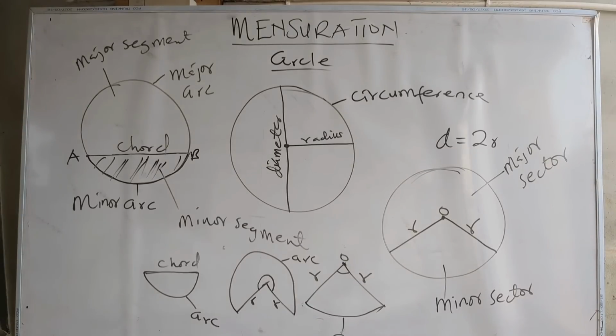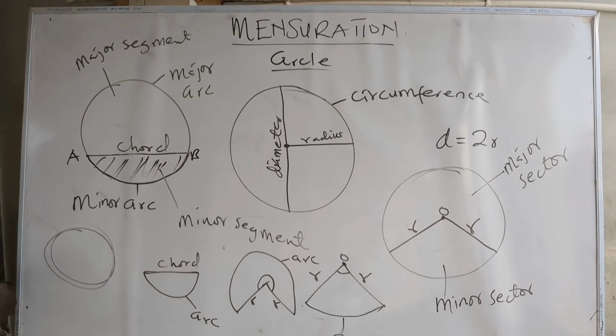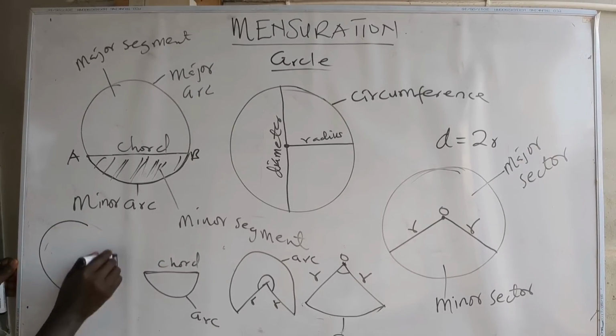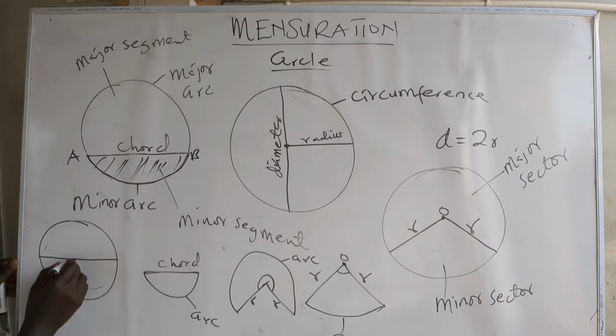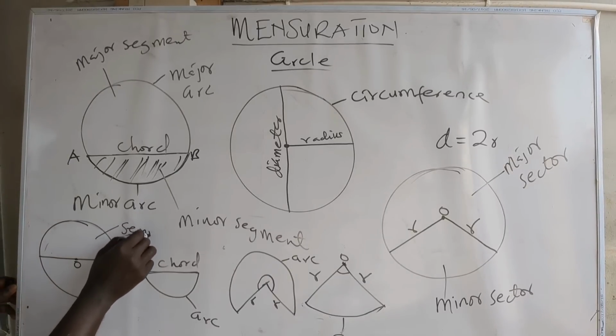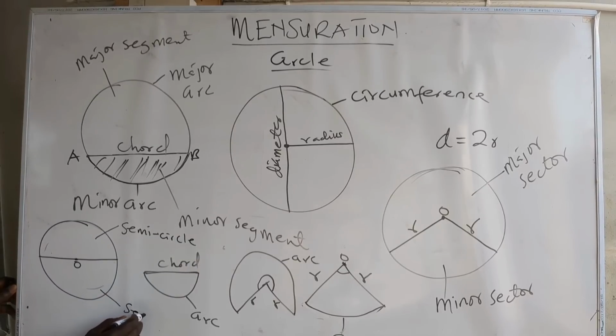And as we know, a diameter divides a circle into what? Into two, because the line passes through the center. So if a circle is divided into two, we have a semicircle, and this is also a semicircle. Semicircle means half of what? Half of a circle.